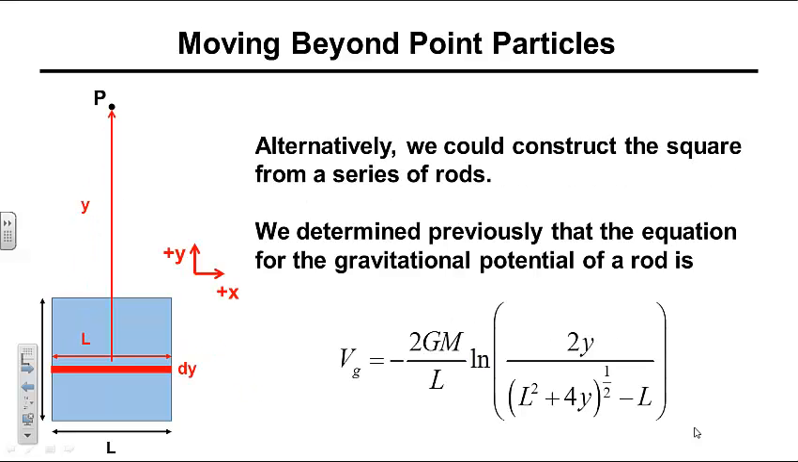Alternatively, we can use a previously calculated solution to simplify our calculation for this system. Namely, rather than using point particles as the infinitesimal bits of mass in the square, we could also use infinitesimally thin rods to constitute the square. This approach takes advantage of the fact that we already have calculated the equation for the gravitational potential of a rigid rod.